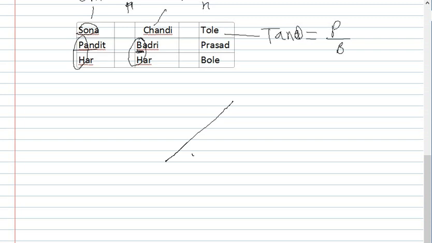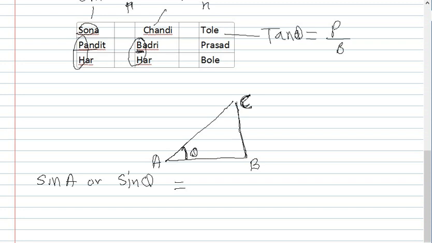Let me draw a triangle. This is the angle. If it is not given as theta, then you can use the vertex point. We can write it as sin A or sin theta if the angle is mentioned. So sin theta is equal to what? P upon H. What is perpendicular? Opposite to the angle, BC upon AC.